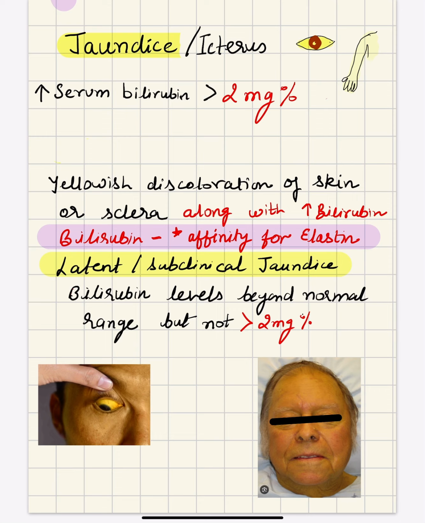Now these figures show the yellowish discoloration of the sclera. You can see it in the sclera, and this is how we demonstrate the icterus. And here you can see the skin showing the yellowish discolorations. So these are the clinical pictures of a case of jaundice.